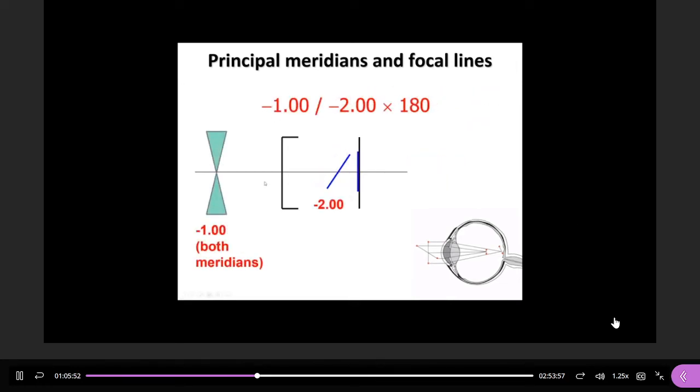So how do we correct this? We just put -1 lens, okay? Then with the -1 lens, all this is gone. All this is gone. We can focus the minus on the retina, but this patient has 0.2 times 180. 180, so it's here.